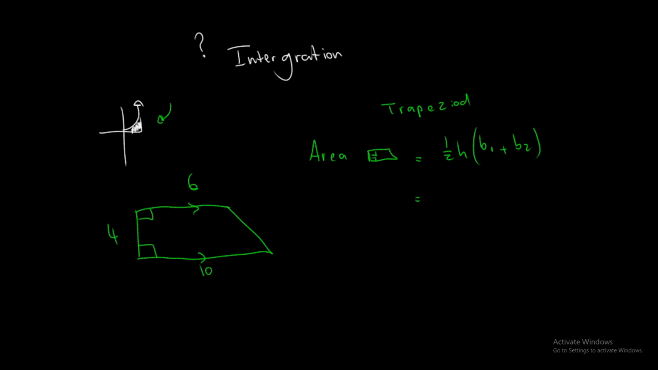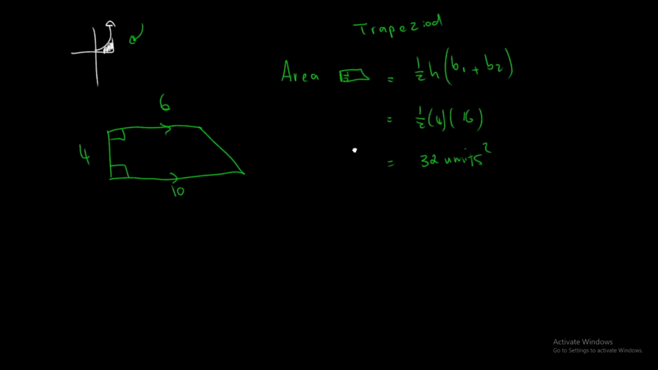So we can say, well, half of 4 plus, or multiply the sum of the bases, that gives me 32 units squared. What if I had to ask you, well, is there another way to find this area? Well, is there? I could add a height and create a small little triangle.